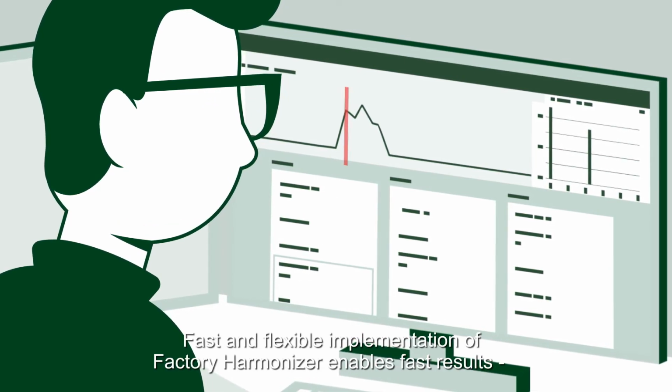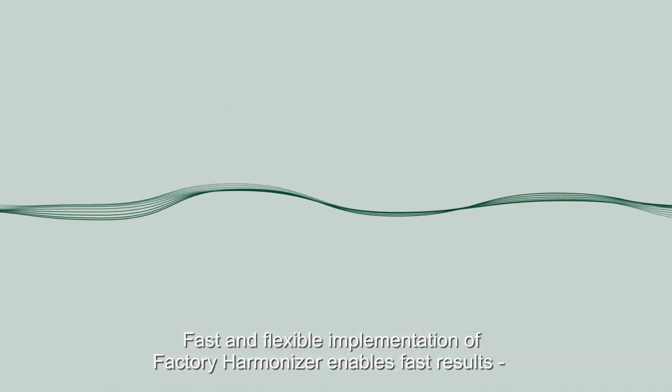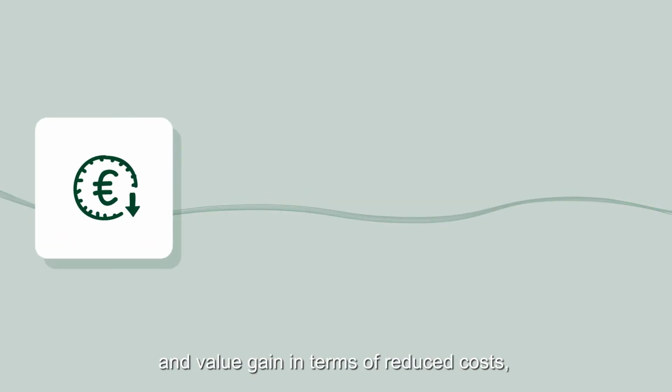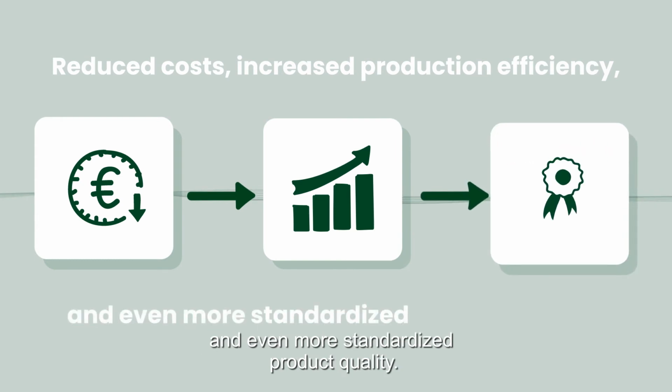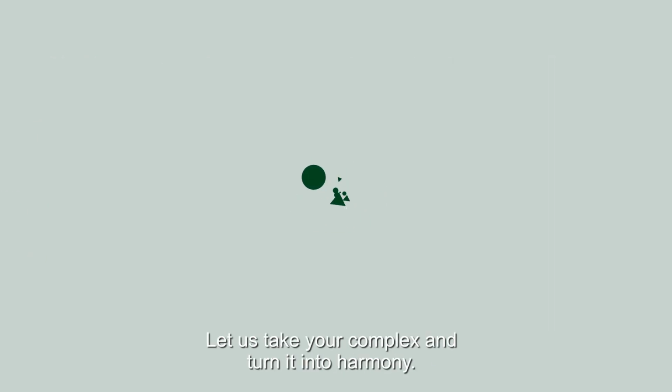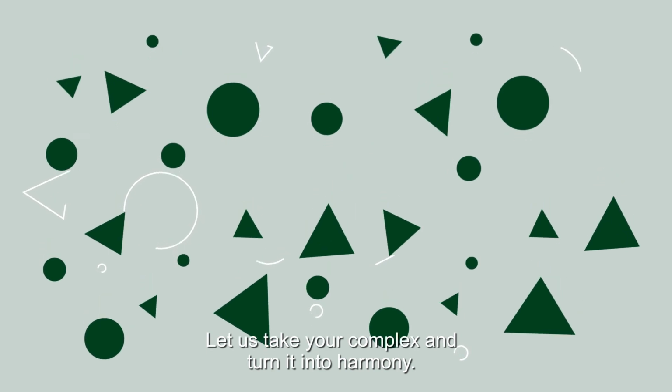Fast and flexible implementation of Factory Harmonizer enables fast results and value gain in terms of reduced costs, increased production efficiency, and even more standardized product quality. Let us take your complex and turn it into harmony.